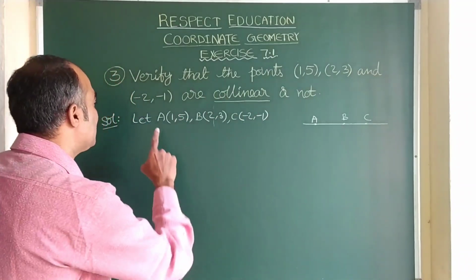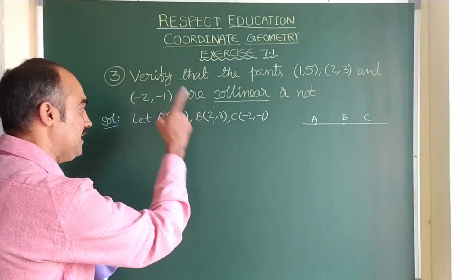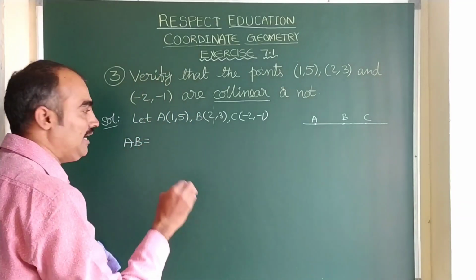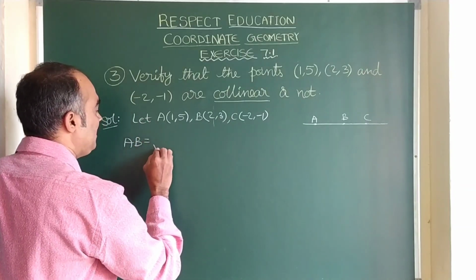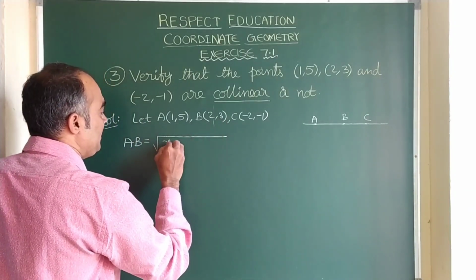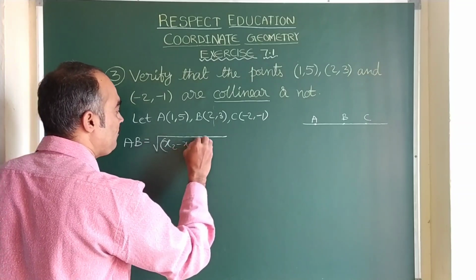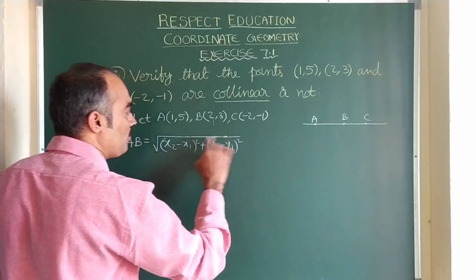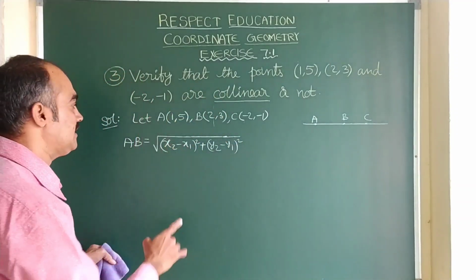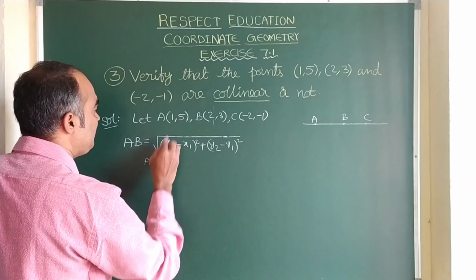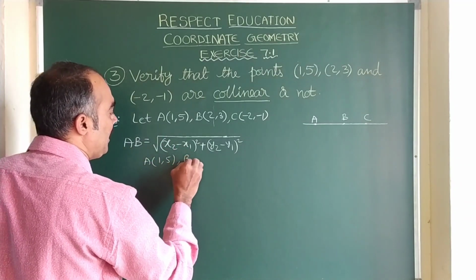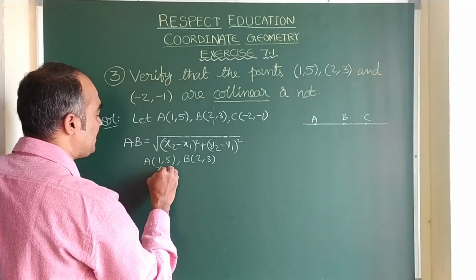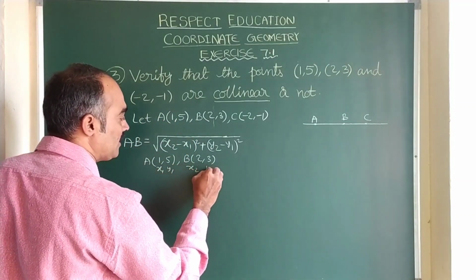Let us try now here. First initially we need to find the distance AB. First we will find AB, the distance between A and B, right? So for finding the distance between A and B, the formula is square root of (x2 minus x1) whole square plus (y2 minus y1) whole square. This is the common formula for finding all the distances. Here I am taking A as (1, 5), B as (2, 3), as I have taken earlier. Here you can represent this as x1, y1, and this as x2, y2.